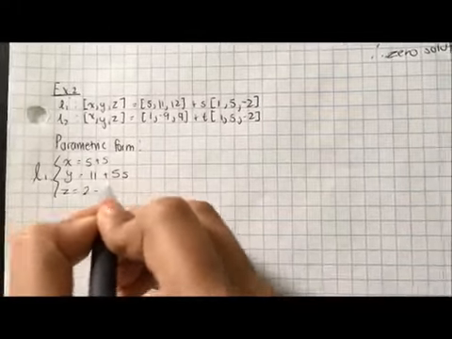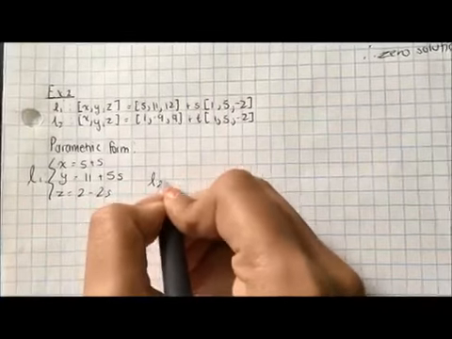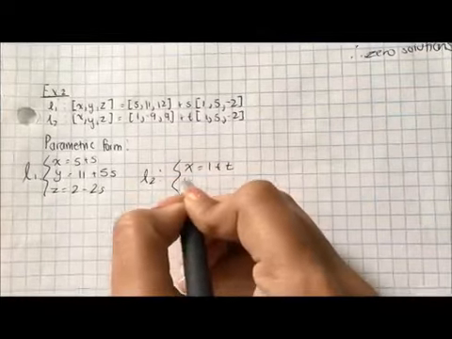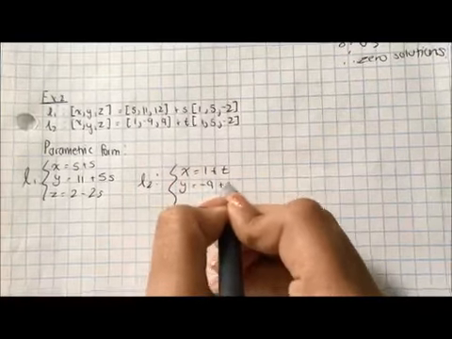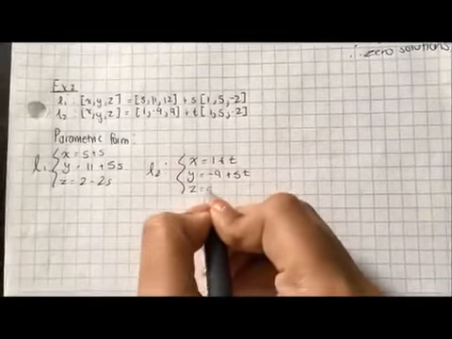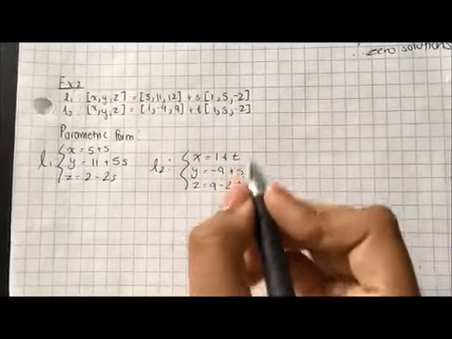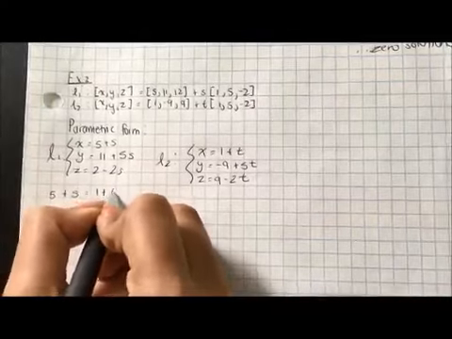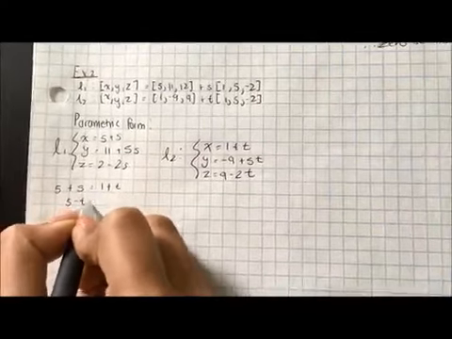Line 1 would be x equals 5 plus s, y equals 11 plus 5s, z equals 2 minus 2s, and line 2 would be x equals 1 plus t, y equals negative 9 plus 5t, and z equals 9 minus 2t. You equate the like coordinates, so 5 plus s equals 1 plus t, which means s minus t equals negative 4, and that's your first equation.